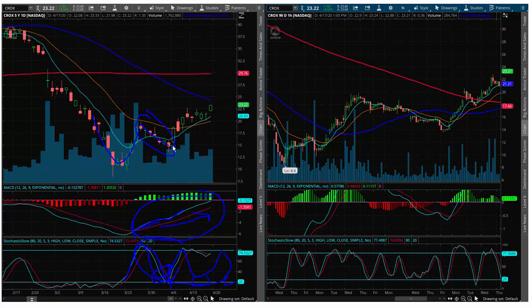Okay, so again, let's zoom in. This chart's a mess. Let me get rid of that stuff. Let's zoom in on this here and look for an entry. So I zoom in on the hourly chart. Crocs moving down here. We get a positive divergence. Then we get a cross. Stochastic moving up. In this case, the stock closed strong on this day. The next day it moves up, and then you can see it just steadily moves up all day.